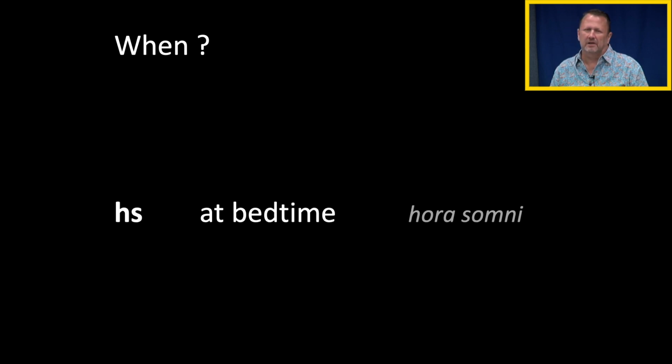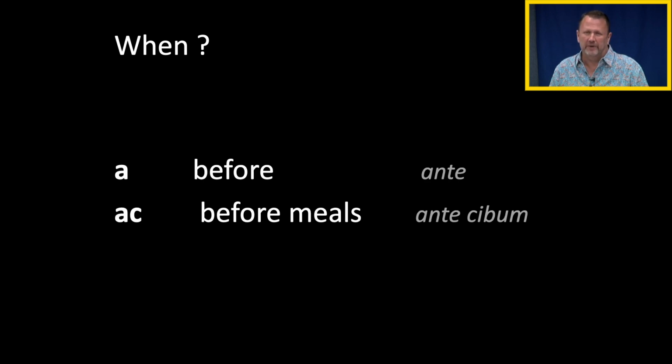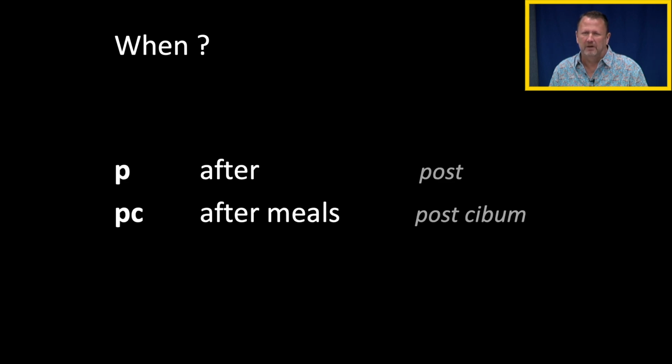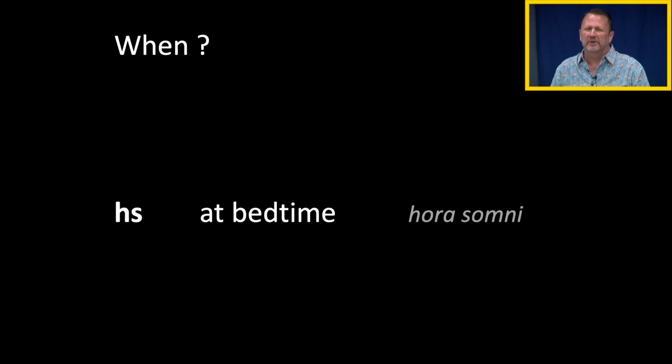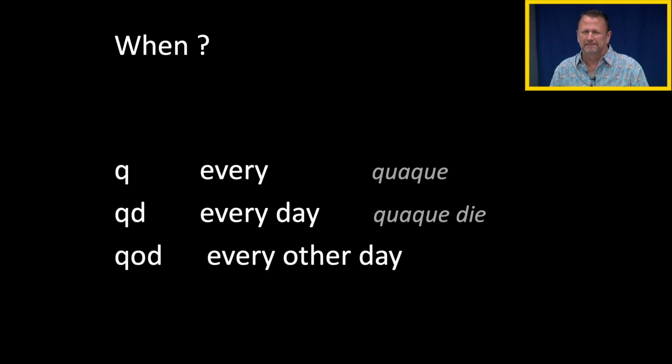HS means the hour of sleep, at bedtime. So you're going to see fasting blood sugars taken on people before meals. AC and HS, before meals and at bedtime, not after meals. Please don't do that. Before meals and at bedtime. Okay.